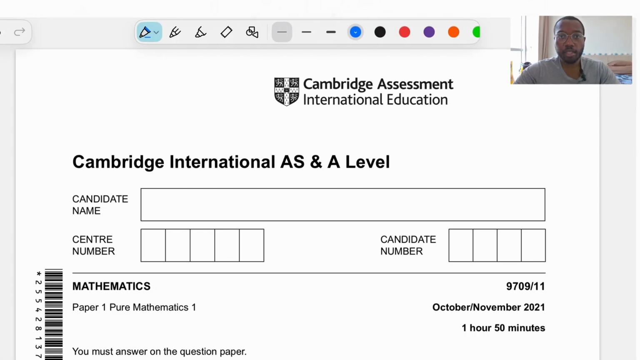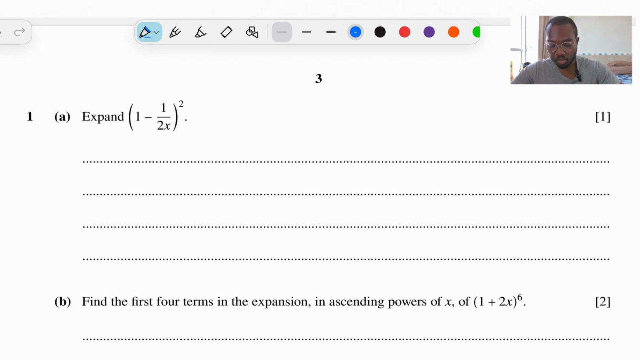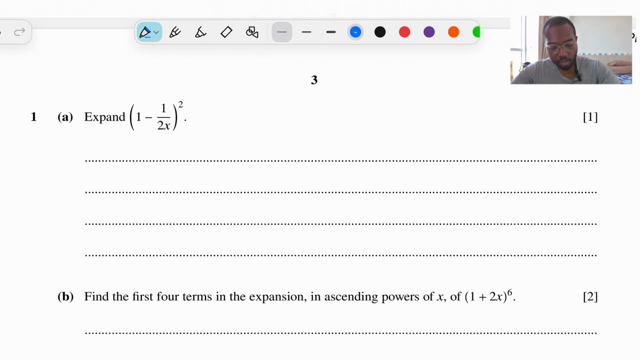So today we'll be doing the November 2021 Variant 1 Paper 1 Maths paper. So let's go. First question, we just need to expand (1 minus 1 over 2x) squared. So fairly nice question to start off with.